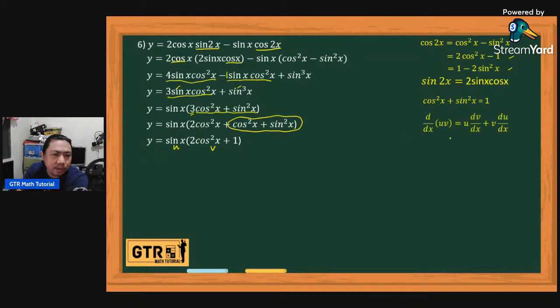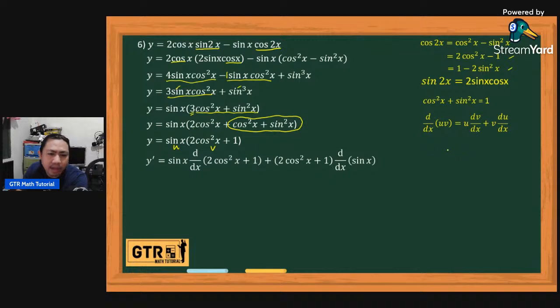Okay, so apply the product rule. So this is the product rule: derivative of u times v with respect to x is equal to u dv plus v du with respect to x. So let's apply this. We have sine x, derivative of the second term, plus the second term, derivative of the first. So that is sine x.